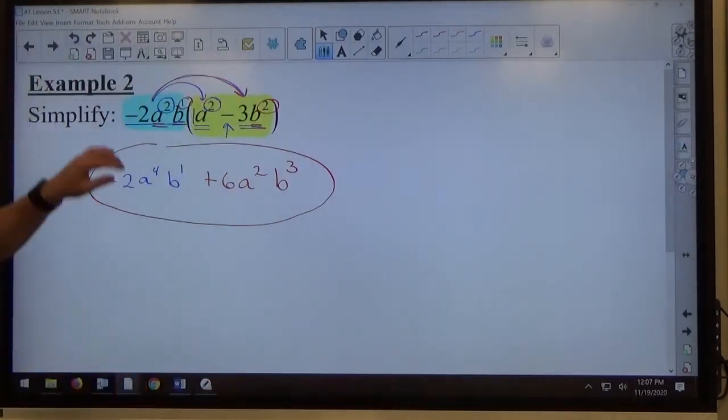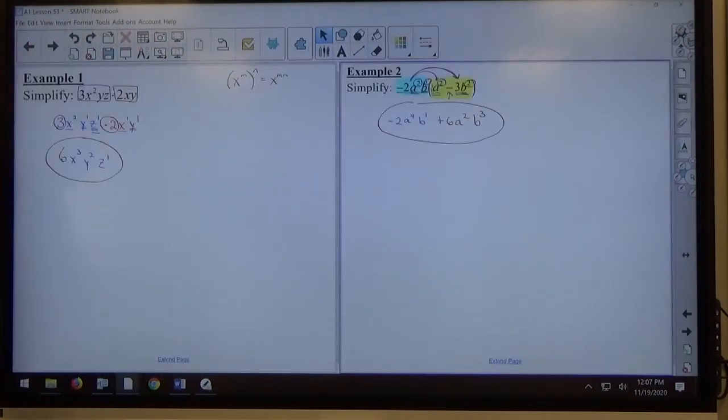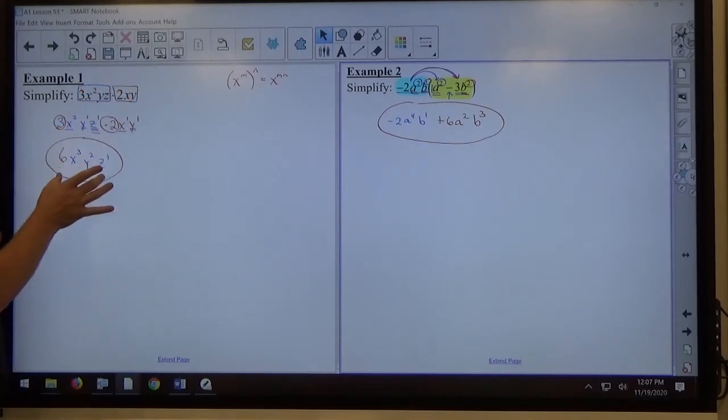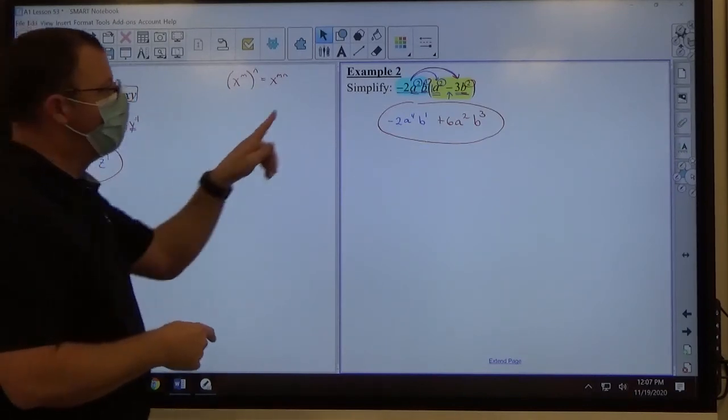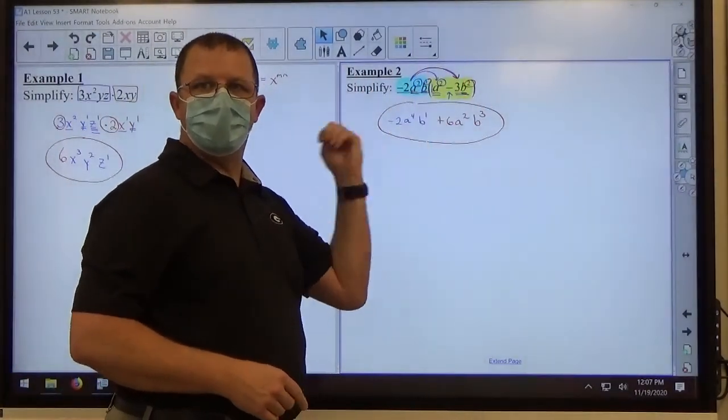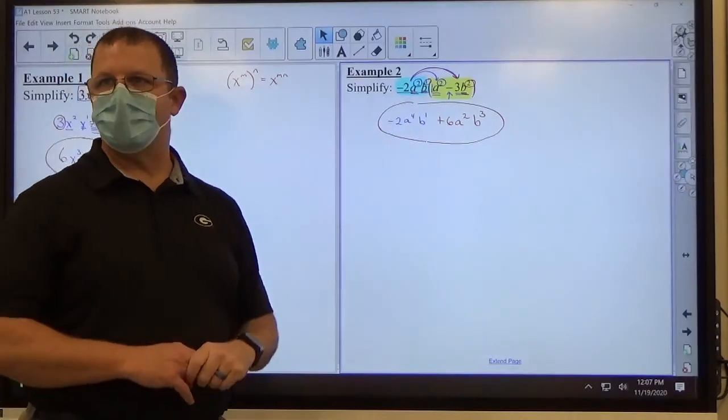Again, look at the difference in the structures of the two problems, though, to know what to do in which case. One single object, nothing added or subtracted, times another single object, nothing added or subtracted, just carries out multiplication to get one answer. One object times two different objects requires a distributive property, so that gets you two different answers attached by a plus or a minus.